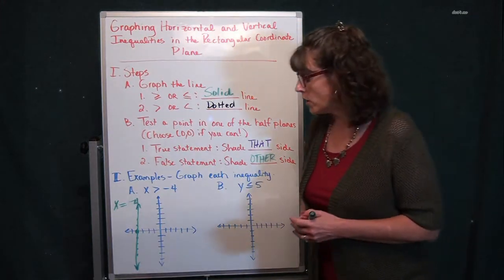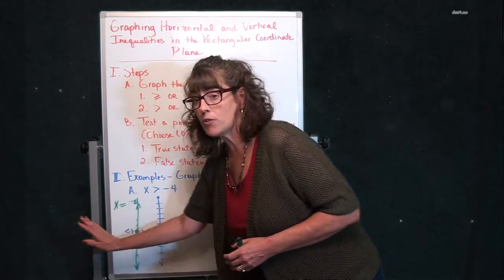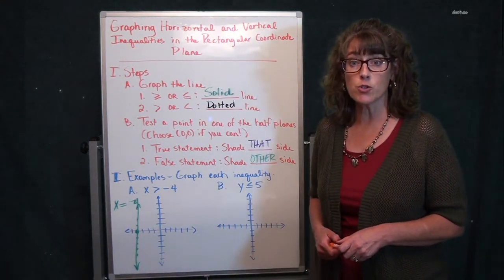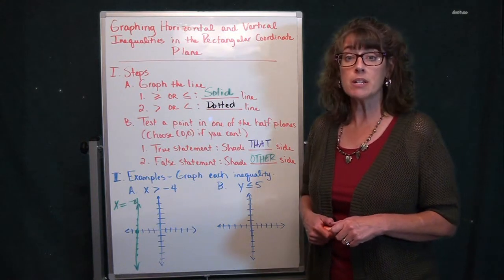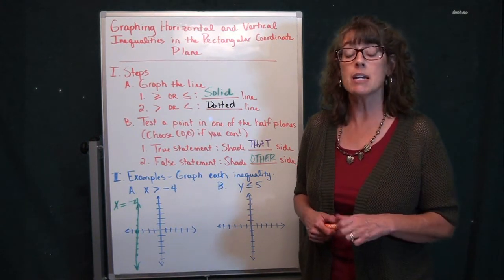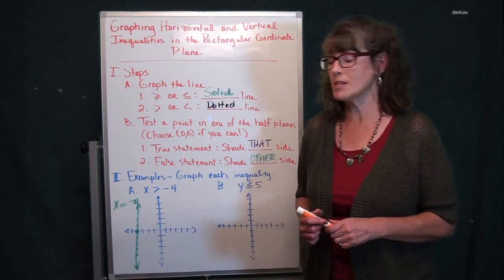Now, that vertical line still created two half planes. It created a half plane over here and a half plane over here. So I have to decide which half plane has all the solutions. So I'm going to test a point. Can I choose that beloved 0, 0? Remember, I can't choose it if it's on the line. Is it on the line? No, it's not. So I can choose my beloved 0, 0.